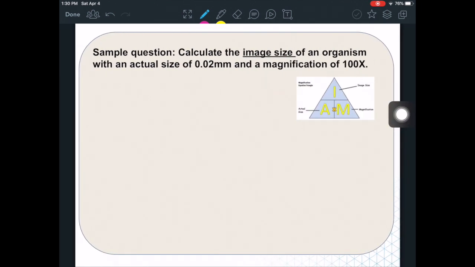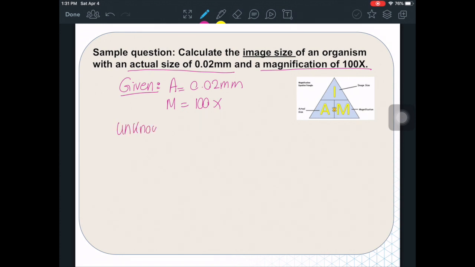And now we're going to try one more question. Okay, so calculate the image size of an organism with an actual size of 0.02 millimeters and a magnification of 100 times. So, our givens are A equals 0.02 millimeters and our magnification is equal to 100 times. Now, what's our unknown? I could see from the question that it's asking me to calculate the image size. So my unknown is obviously going to be I, question mark.